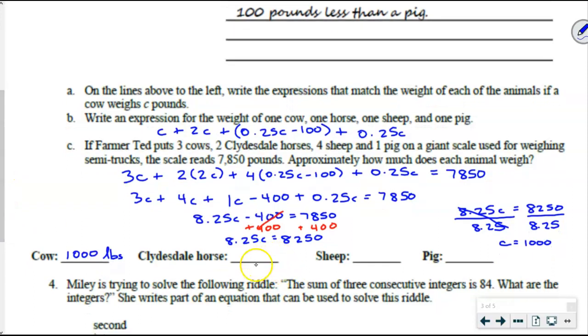A Clydesdale horse is twice the weight of a cow. So that Clydesdale horse is 2,000 pounds. A pig is 1/4 of the cow. 1/4 of 1,000 is 250 pounds. And a sheep is 100 pounds less than that. So 250 minus 100 is 150 pounds.